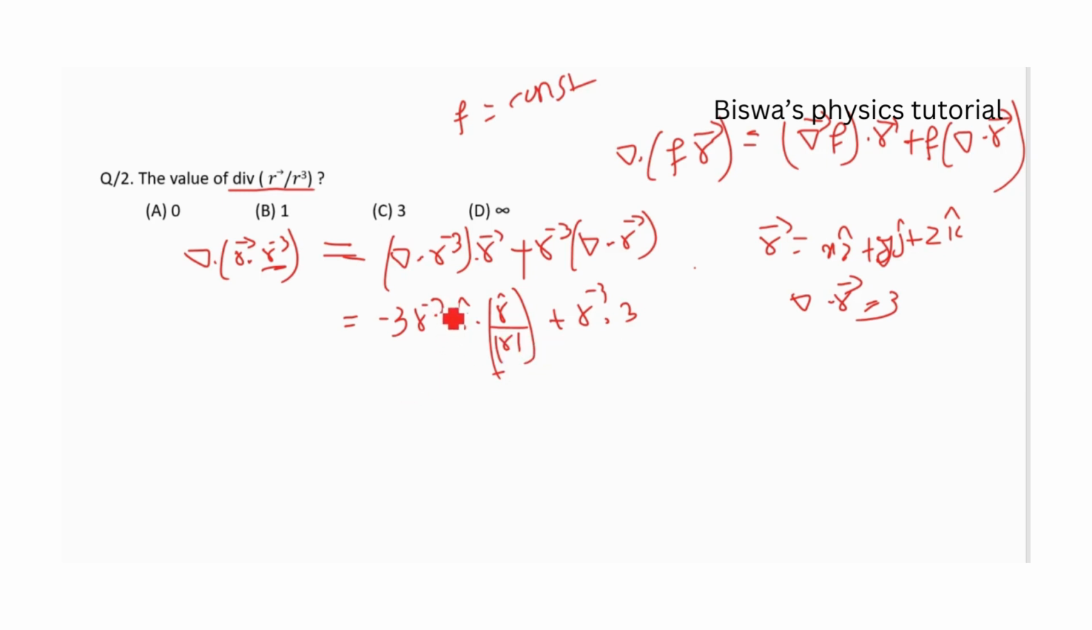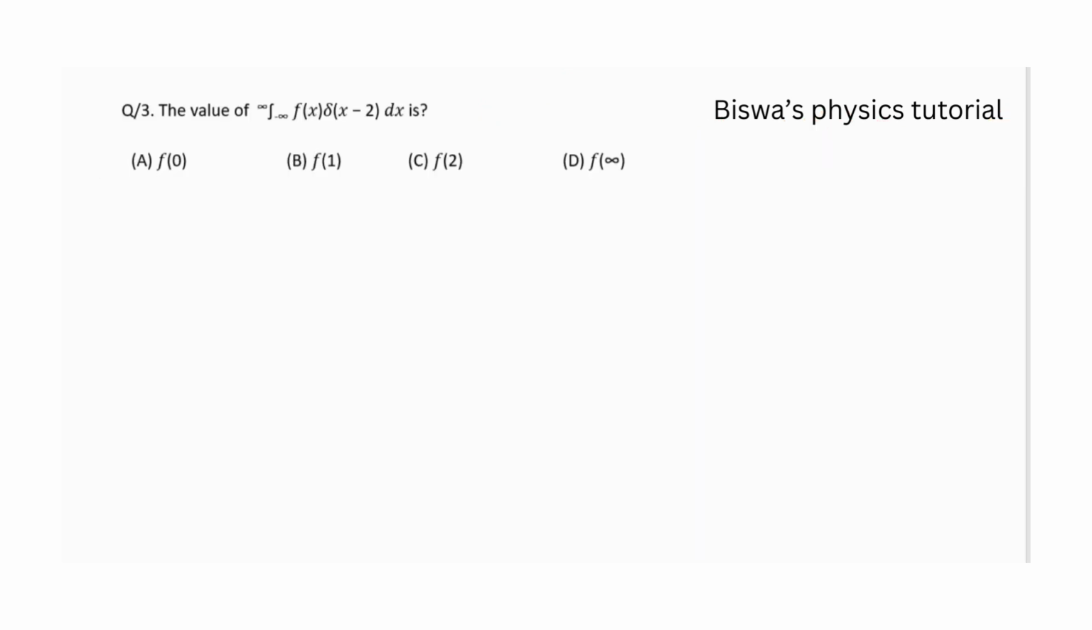So now this r which comes here, now this becomes minus 3, r comes upward, it will become r to the power minus 3, r cap dot r cap is 1, so minus 3 plus 3 r to the power minus 3. So our answer will now become 0. So option number A is our answer. Okay, next question.